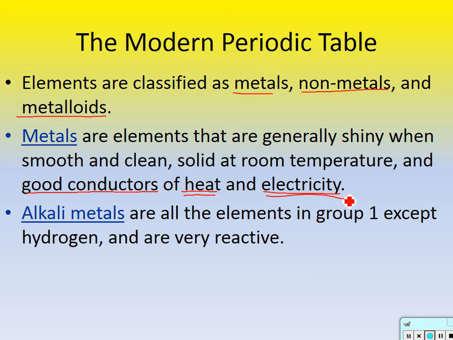Okay, let's talk about the first family on the periodic table. The first family is called the alkali metals. Say it, alkali metals. Alkali metals are all the elements in group 1 except for hydrogen. Is hydrogen a metal, guys? No. Why is it in group 1 then if it's not an alkali metal? The same valence electron. Yeah, it's got one valence electron. Very good.